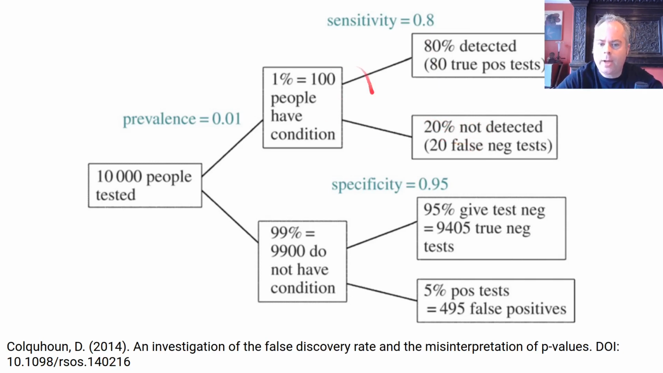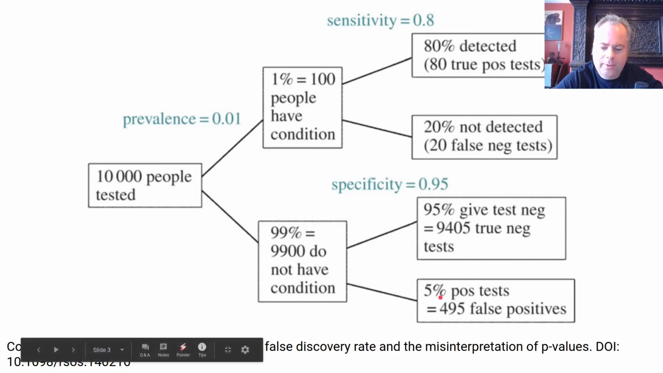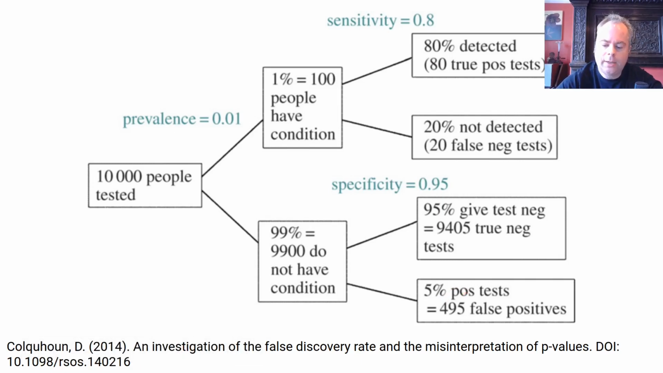Okay, so that's for the people who have the condition. Now for the people who don't have the condition, 95% give a true negative test. So 9,405 people give a true negative test because we know the specificity of our test is 0.95. But what that means is that 5% of people who don't have the condition, which is 495 people, actually get a positive result even though they don't actually have the medical condition.